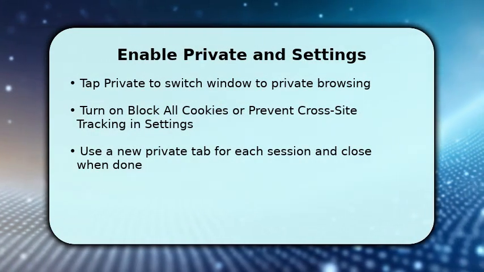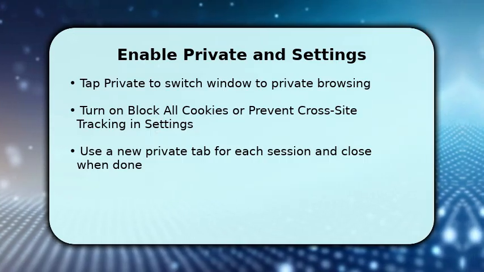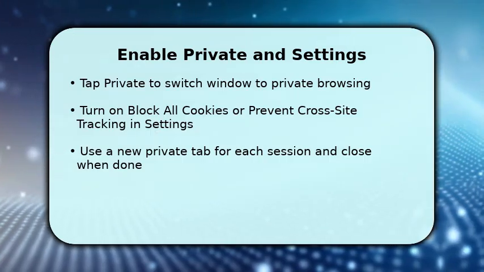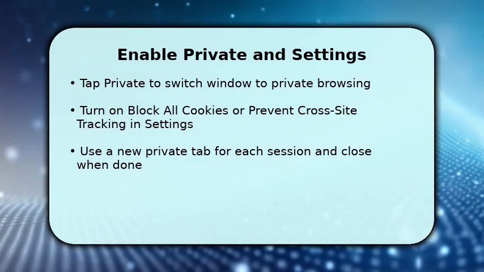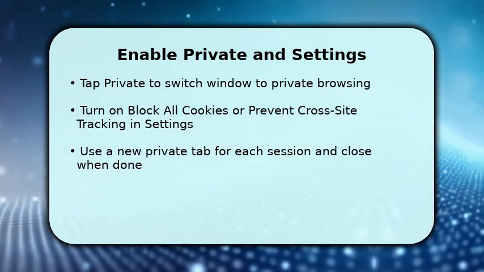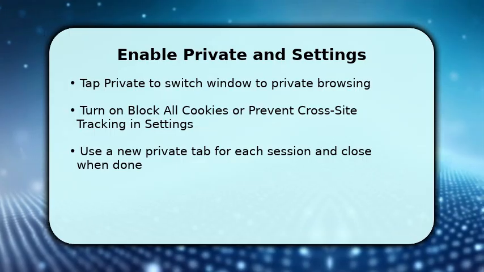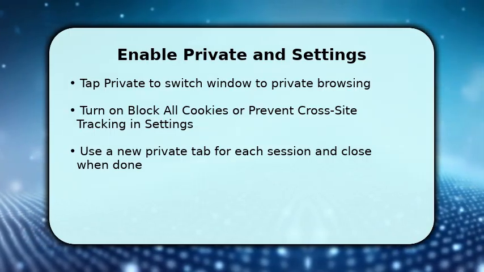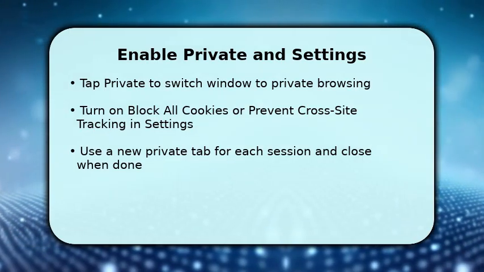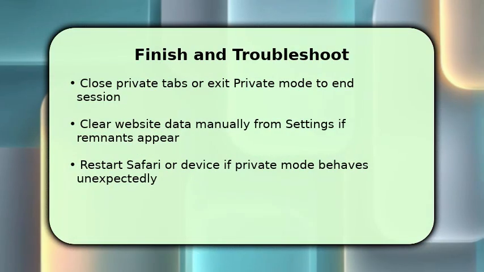On iOS, go to Settings, Safari, to enable block all cookies or toggle prevent cross-site tracking to reduce fingerprinting. On macOS, choose Safari Preferences Privacy. Make sure to use a new private tab for sensitive tasks and do not sign into accounts if you want complete separation. These settings limit data leakage. Combine them with private tabs to keep your data protected. To finish, close all private tabs or toggle private off.